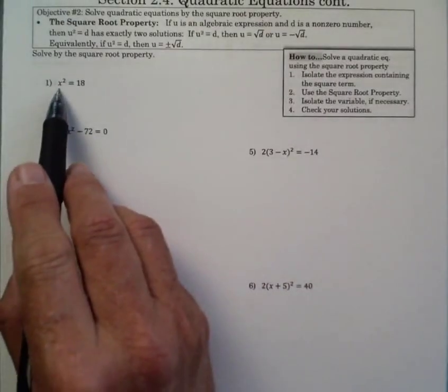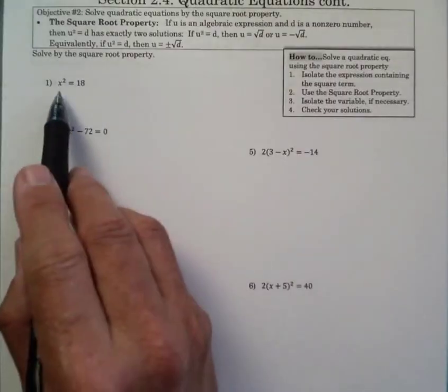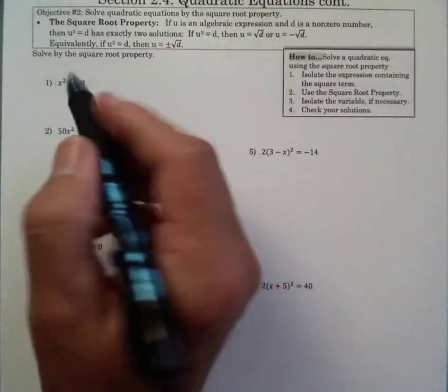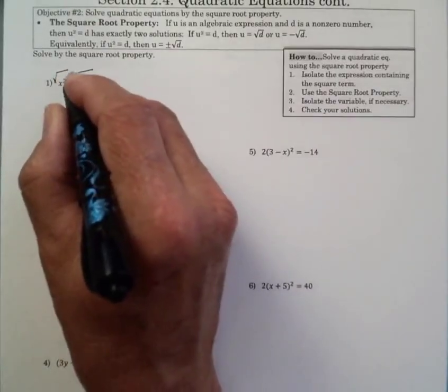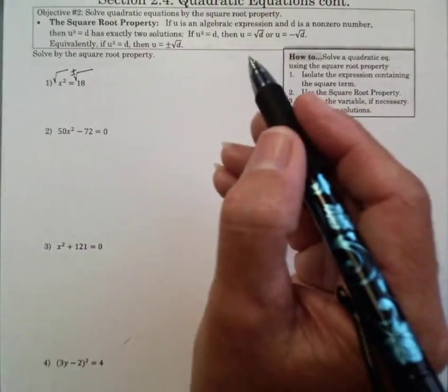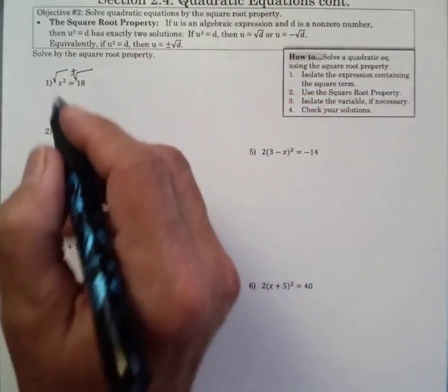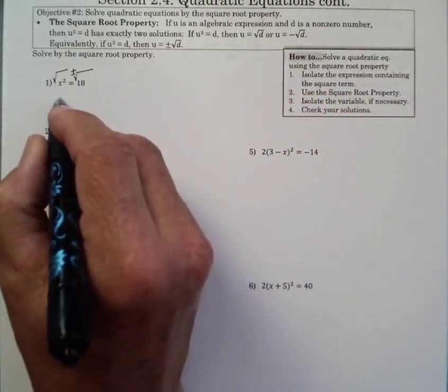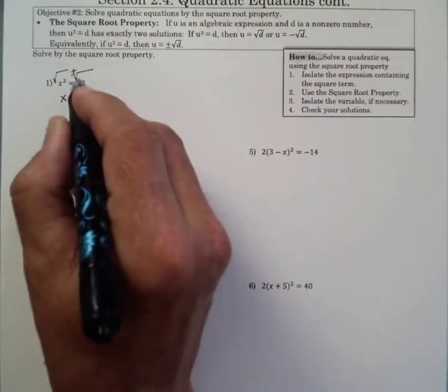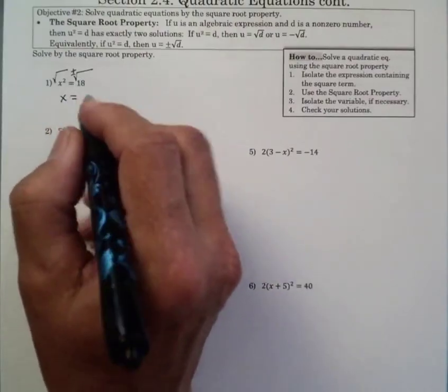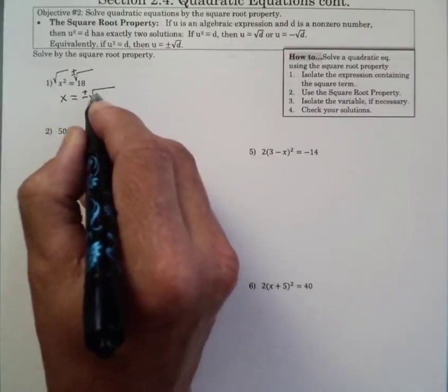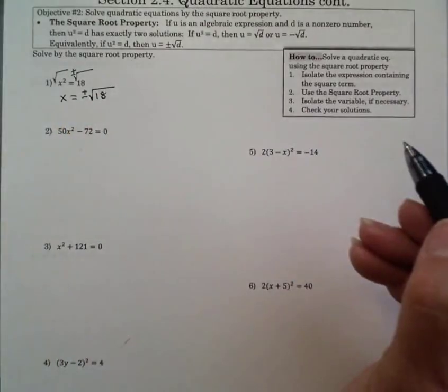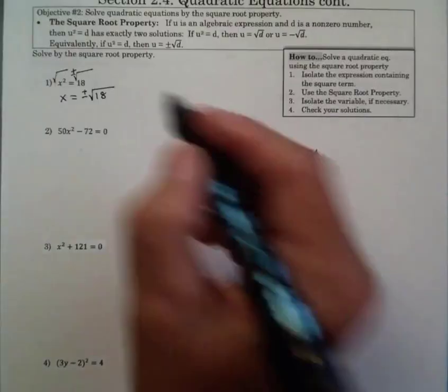In other words, this one's already set up for us. X squared is equal to 18, and x squared is my perfect square. So if I take the square root of this side and the square root of that side, I'll go ahead and put plus and minus on that side because that's required for this to work. When I take the square root of x squared, I get x. When I take the square root of 18, what I'm really going to have is plus or minus the square root of 18, but that's not the simplest form of that. There's a perfect square inside 18.